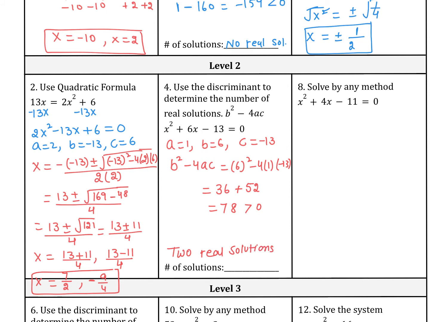For number 8, apply the completing the square method. So plus 11 on both sides. You have to have the x term by itself, and add here half of b and square that, add to both sides.